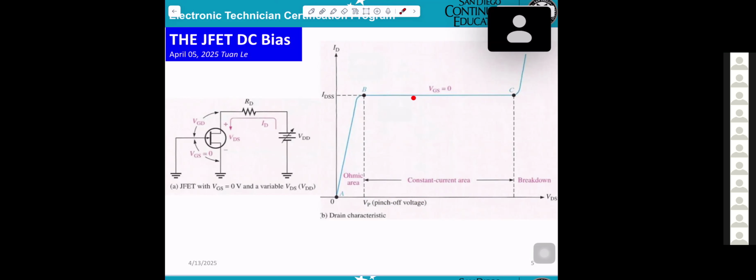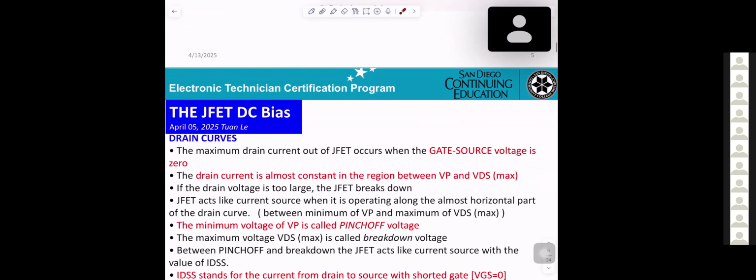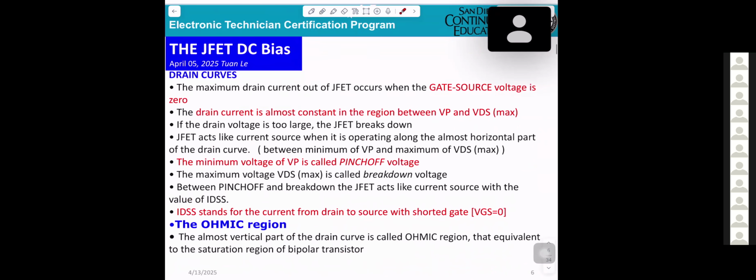And the current keeps constant up to a certain point. They break down. Okay, no more. So this is what they call, from the left to the side here, a constant current area. And this summarizes everything. You need to read it over.